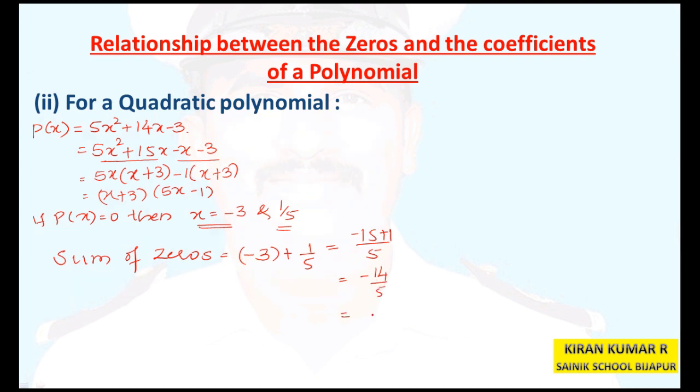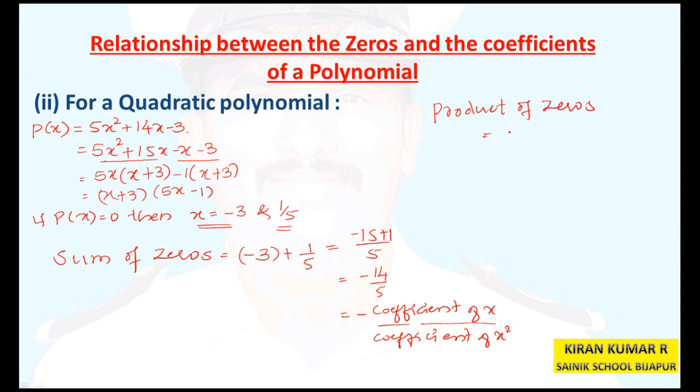Look at minus 14. It means minus coefficient of x divided by 5, which is the coefficient of x square. What is the product in this case? The product of zeros will be minus 3 multiplied by 1 by 5, which is equal to minus 3 by 5.